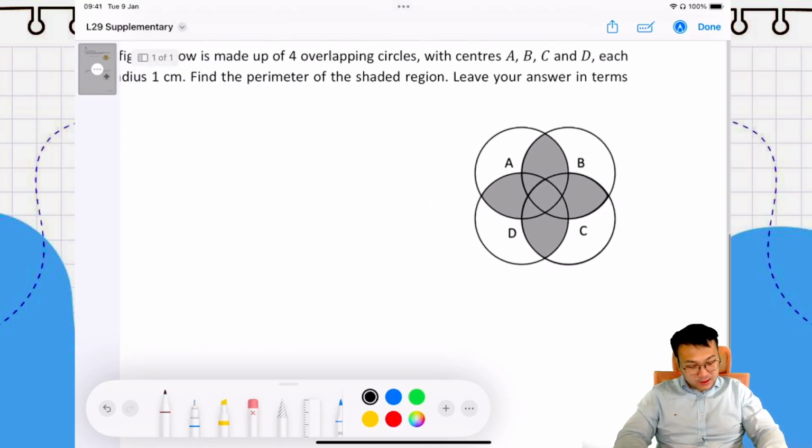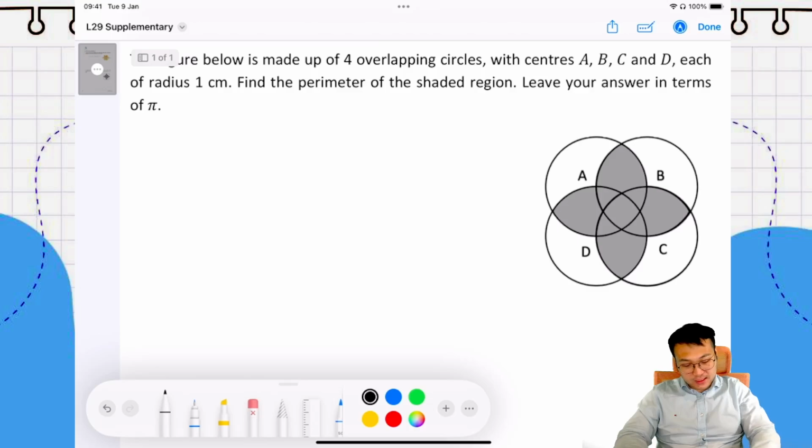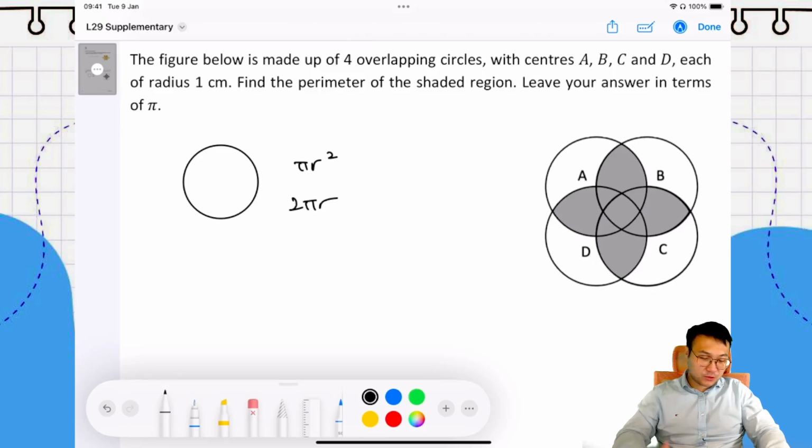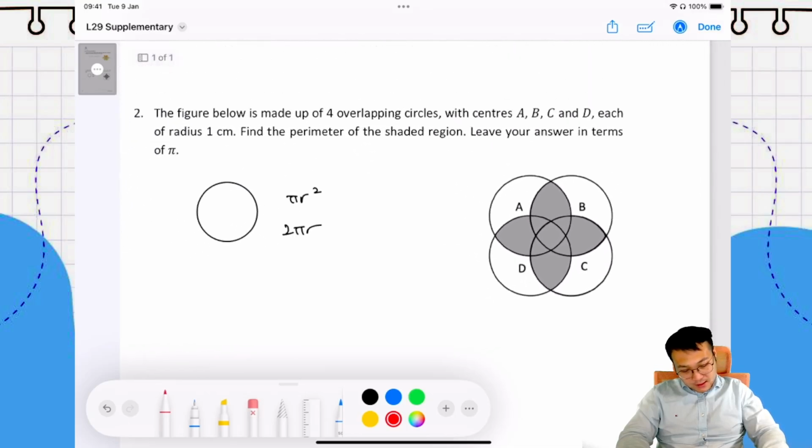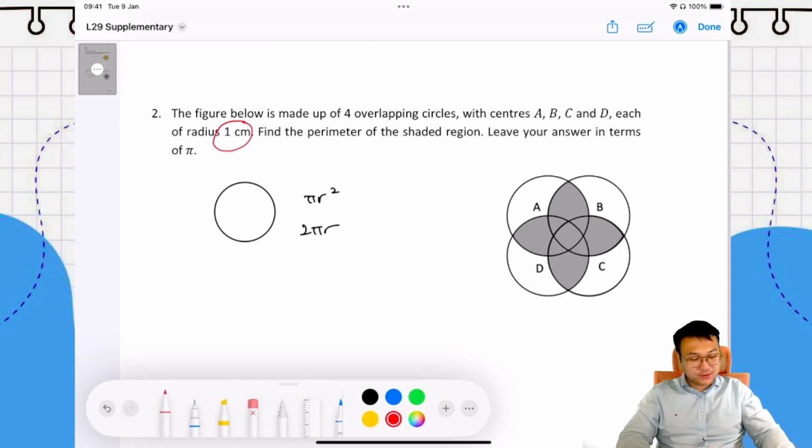Before we do that, can I just revise with you how to find the circumference of a circle? You know the area is pi r squared. But if you want to find circumference, it's 2 pi r. So that means you take 2 times pi times the radius. That's it. Firstly, let us determine what is the radius. Did they tell us anything? Oh, radius is 1 cm. Okay, they told us the radius, no problem.